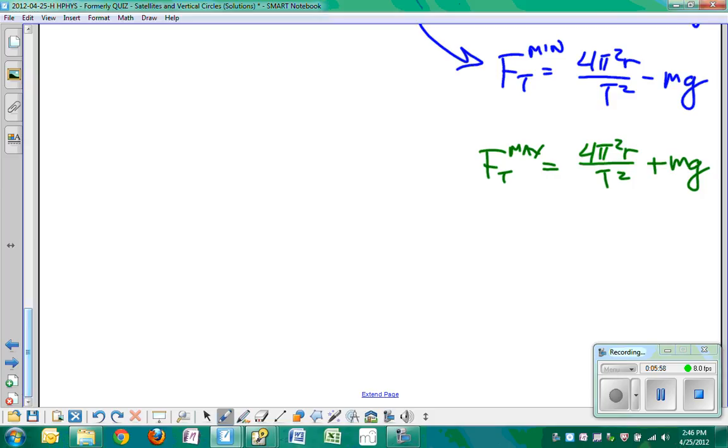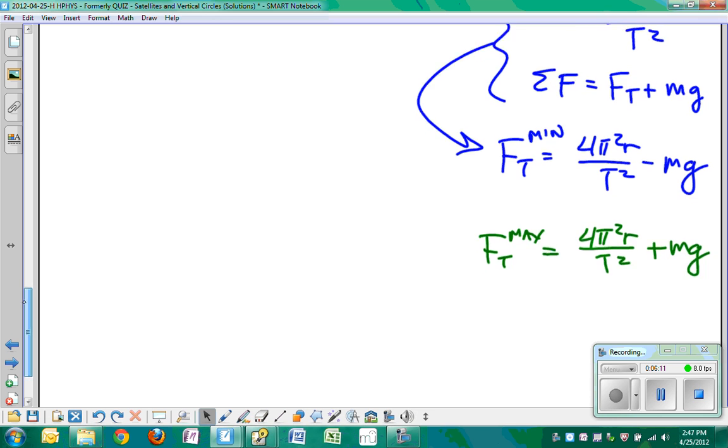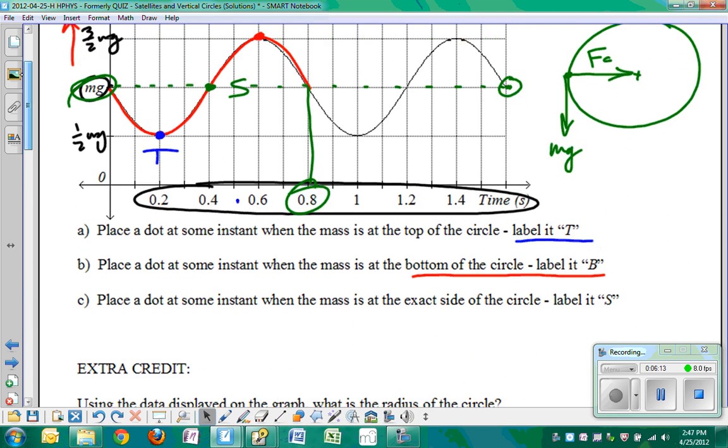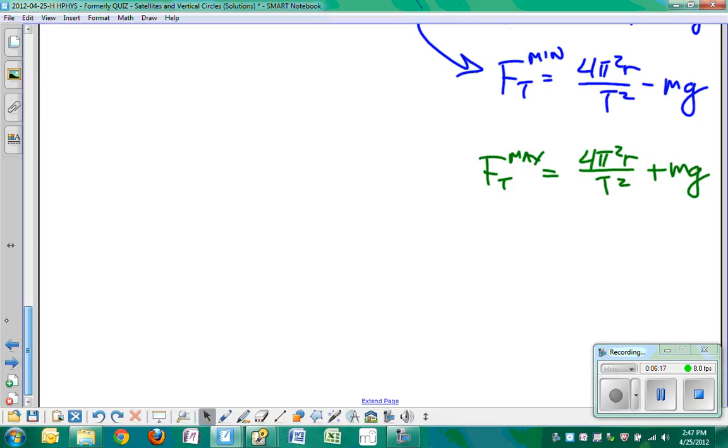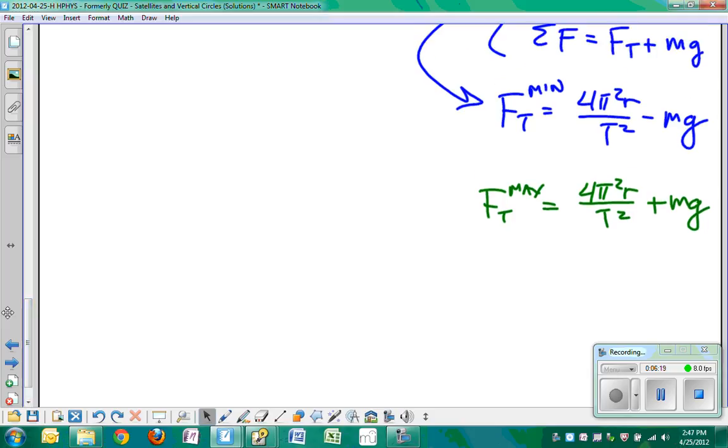All right, we know that both of those are equal to Ft max, so what I did was take those two equations and set them to the known values that we had, which were respectively for the minimum 1/2 mg and 3/2 mg for the maximum. All right, so I'm just going to take those two equations. Now watch, this is just a little bit of algebra stuff. I'll just have to write them all out again.